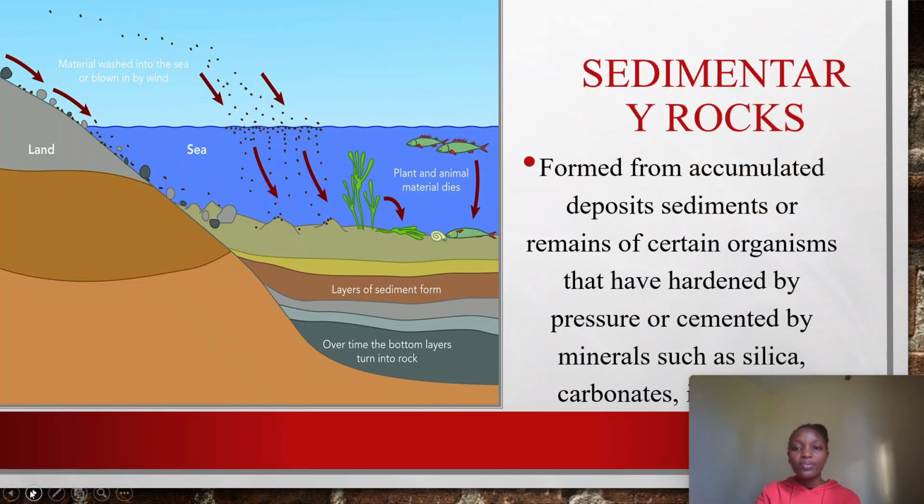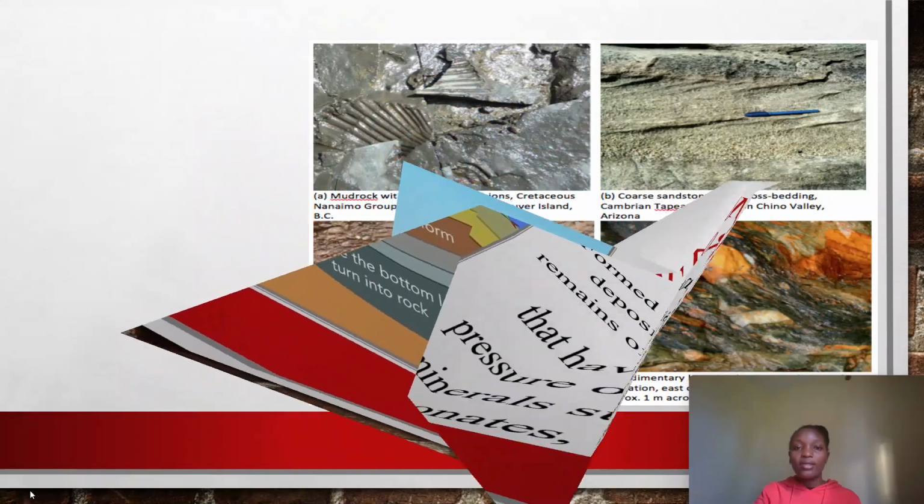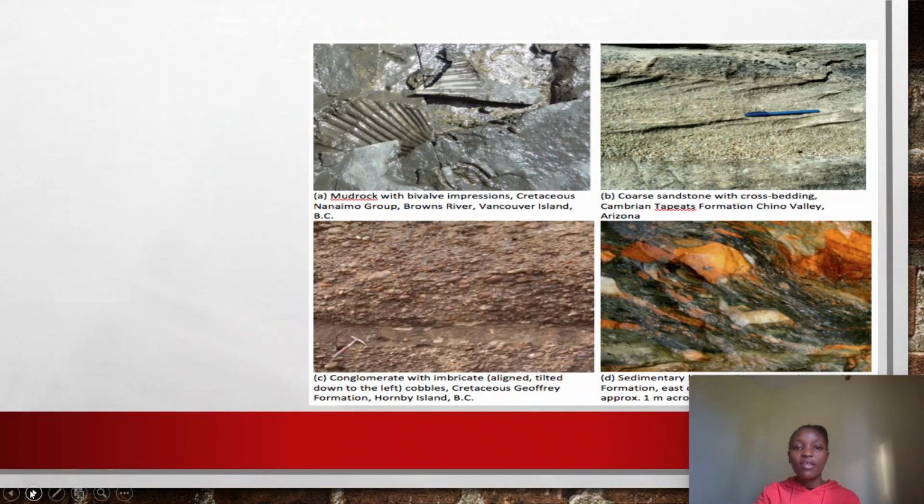An example of these rocks, we have the mudrock, we have the coarse sandstone, we have the conglomerate with imbricate rocks.